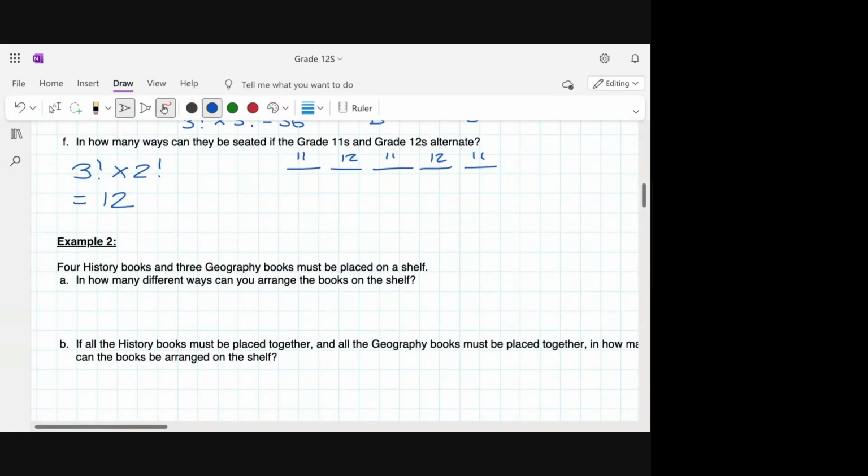Joy, welcome. We've been working on, so Joy's just joined class as well. We're working on stepping up our counting principle tonight.